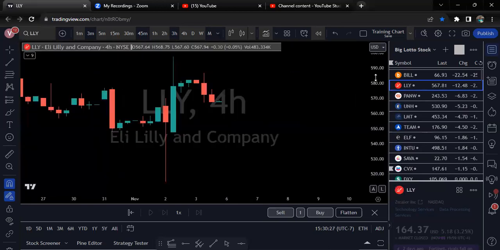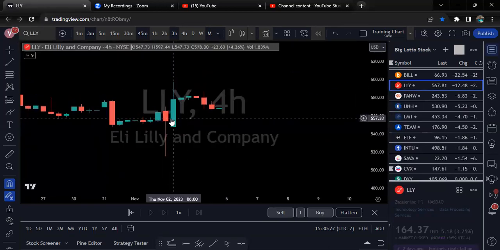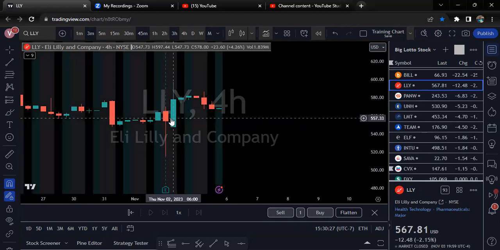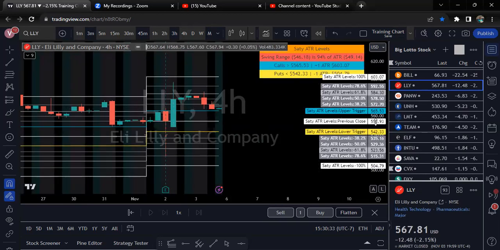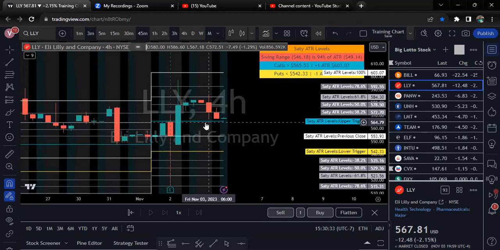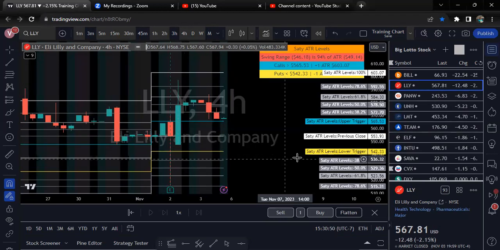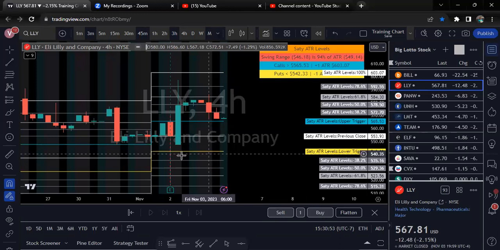Okay, we can look at Lilly. So we rejected going lower below this. We are still above the upper trigger. This is where, when it reported earnings, it went below the close, but it rejected the lower level trigger, 542. It didn't go back to it. So it went back up. It hit this level. This is post-ER, but it rejected this.